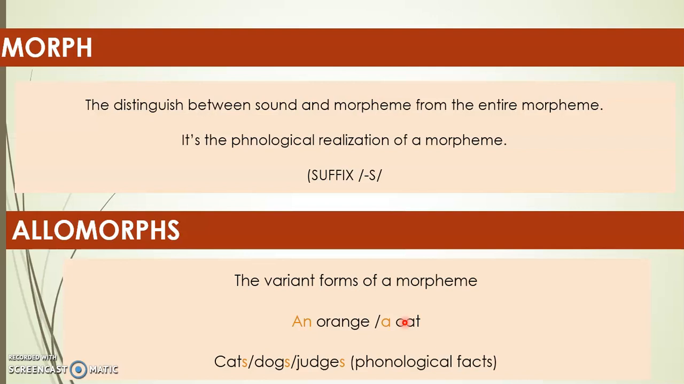And then we have allomorphs. Remember that the same happens with phonetics, where you have allophones. So allomorphs are the variant forms of a morpheme. In this case, we have an orange and a cat. So the variant when we add an, in an orange, is an allomorph. The same happens with phonological facts. Then we have cats, dogs, judges. So you see that there is a difference, a variation, let's say, as regards sounds.